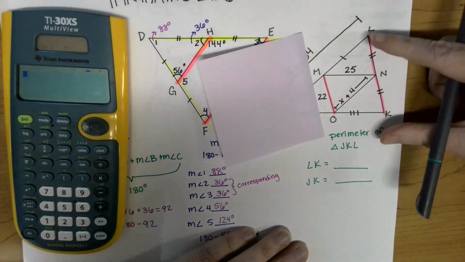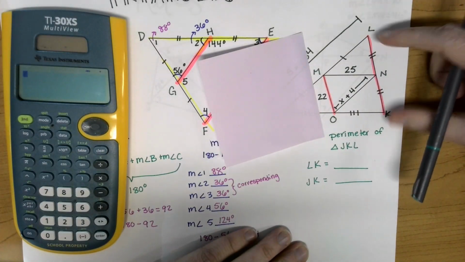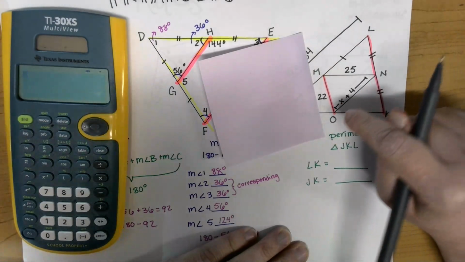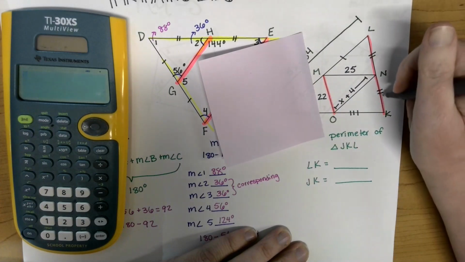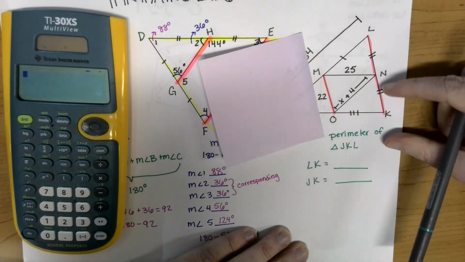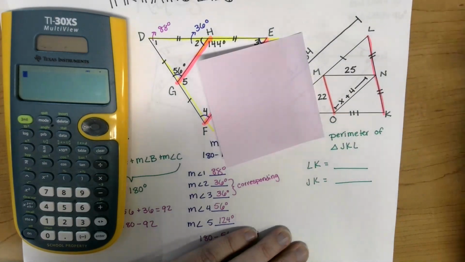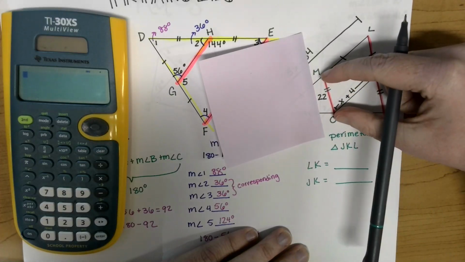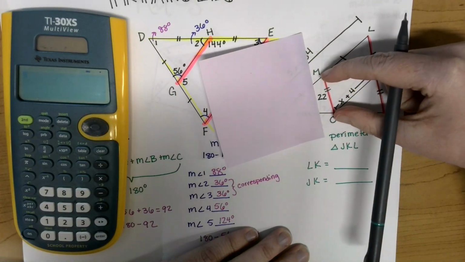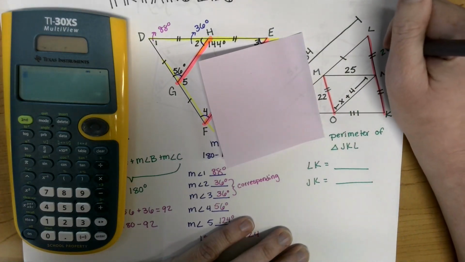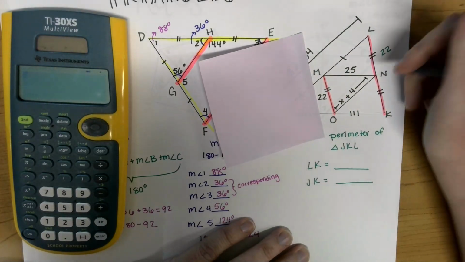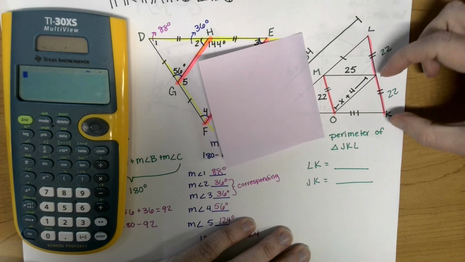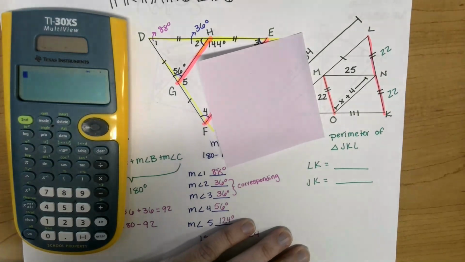Well, if I look here, LK is already split into two, right? It's split into two congruent pieces because N is its midpoint. So what that tells me is that this and this are congruent, and this is half of the whole thing, so it should be congruent to LN and NK. So MO is 22, LN should be 22, NK should be 22, and so LK from here to here should be 44.